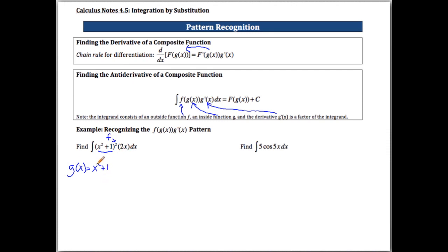And now what we want to do is look for our g prime of x, because that would be on the outside here. So g prime of x is 2x dx. And you can see that this is right here, 2x dx. So we do have the function of an inside function times the derivative of that function. And so it's just going to be the antiderivative of our f function. Okay, so squared is going to go up to cubed.